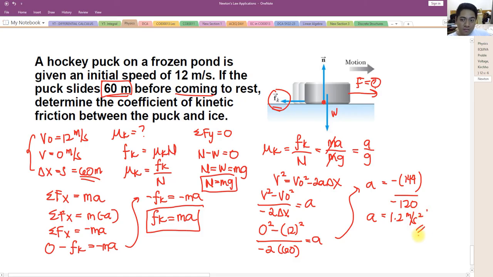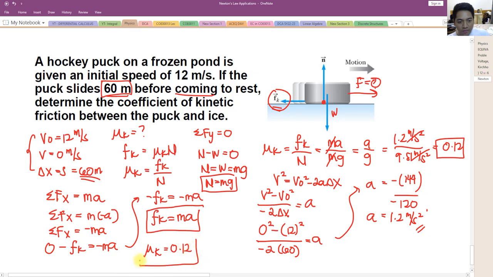Now that we already have the acceleration, we can just input it: 1.2 meters per second squared all over 9.81 meters per second squared. The units will cancel, so you are left with the unitless coefficient of kinetic friction, that is 0.12. So our answer is that the coefficient of kinetic friction is 0.12. It's simply a all over g.